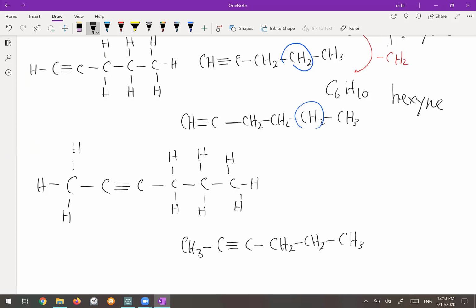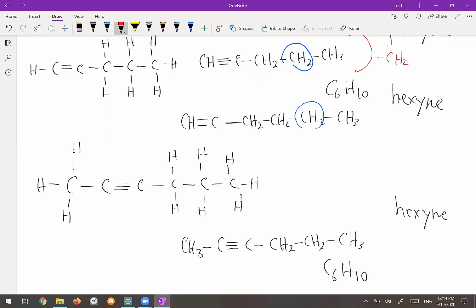So this one is also hexyne. So we have to distinguish between these two. Both of them have the same molecular formula, C6H10, but they are different molecules, so they are isomers of each other. Same as the alkene, to distinguish between the alkynes, we have to number the parent chain from the side which the triple bond receives a smaller number.